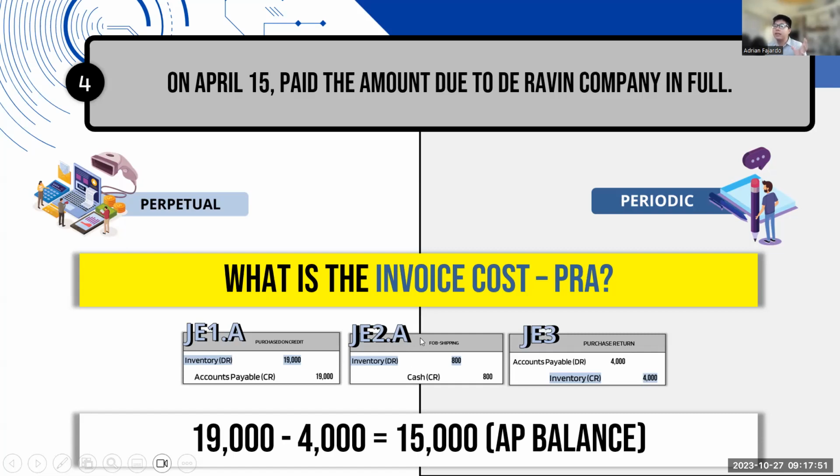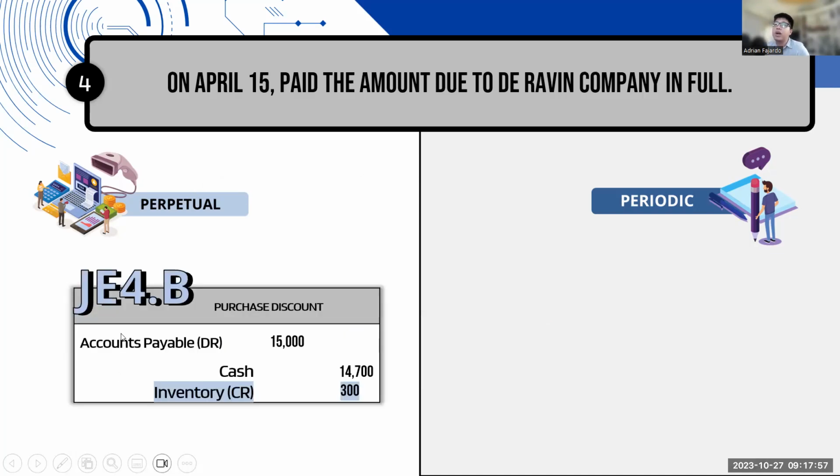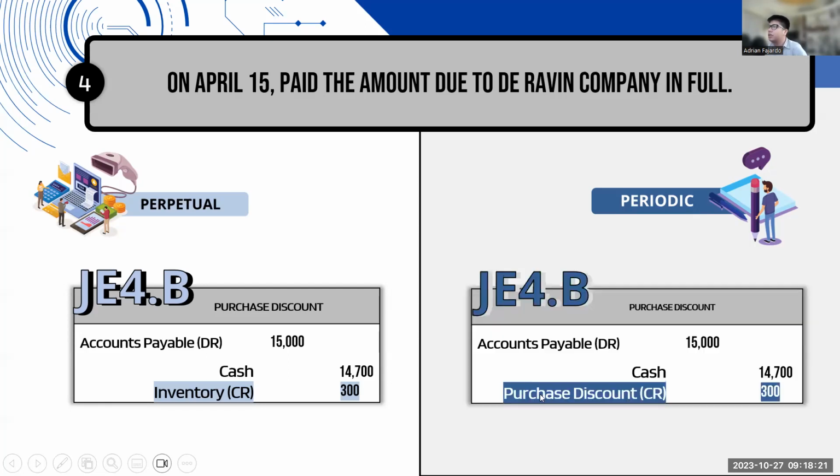So again, ulitin. Sa purchase discount, ang kailangan mo lang naman gawin is to zero out the accounts payable related to that purchase. And right now, our accounts payable balance is 15,000. And then yun lang yung imumultiply mo ng 2%. So 15,000 times 2% is 300. So isi-squeeze lang natin yung credit cash of 14,700. So now that you know this, ang pagkakaiba lang ng perpetual sa periodic is yung name. Debit accounts payable of 15,000, credit cash of 14,700. Ang nag-iba lang is yung name na purchase discount.